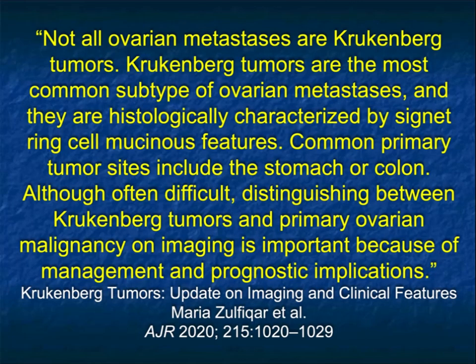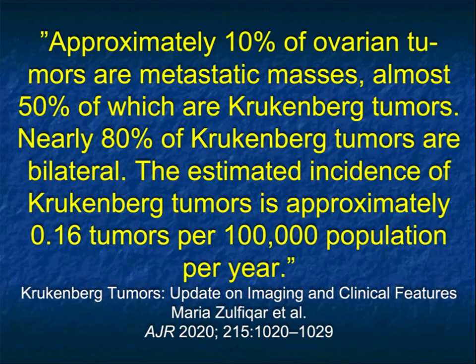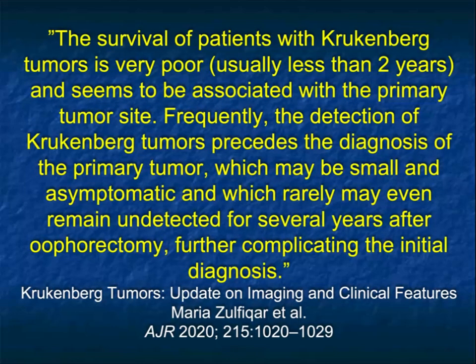So again, it can be difficult to distinguish between a primary ovarian cancer with carcinomatosis, which might involve the stomach, and a primary gastric cancer, which involves the ovary. So at times it can be very tricky. Approximately 10% of ovarian tumors are metastases. 50% of these are Krukenberg tumors. Nearly 80% of Krukenbergs are bilateral. That's something indeed to remember.